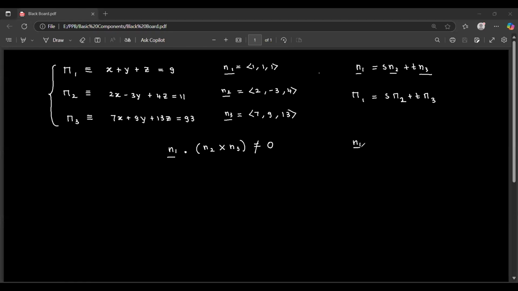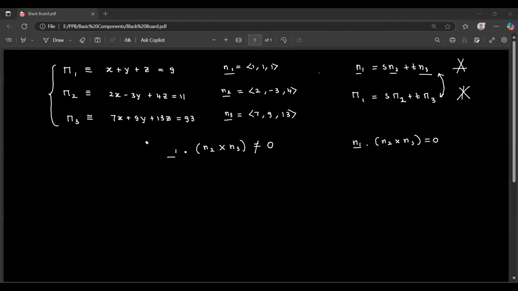And if this expression is equal to 0, then you should go and prove whether they are intersecting like this or like this. That is the next step. But here we have to prove whether they are intersecting at a unique point. That's the idea we have to cover here.